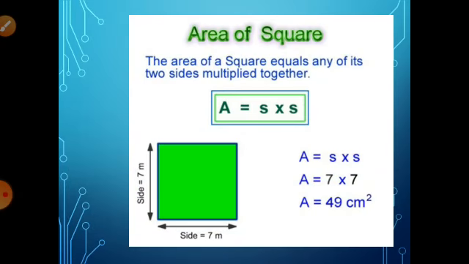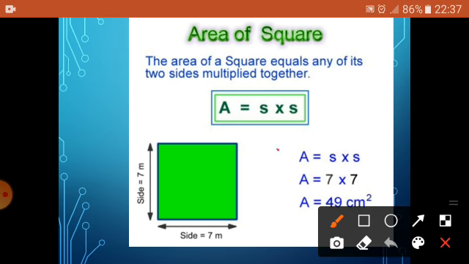Now move towards the area of square. The area of square equals any of its two sides multiplied together. Why any of two sides? Because all the sides of a square are equal. So we can use any two sides to get its area. As you can see over here, A stands for area, S stands for side.